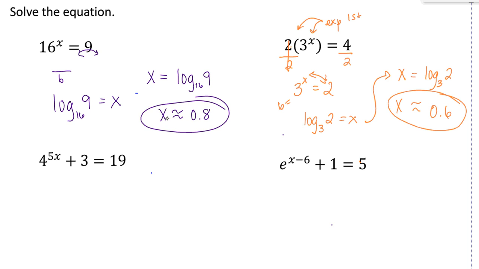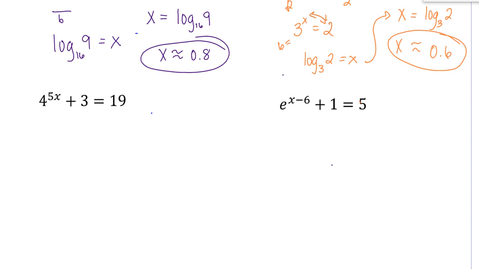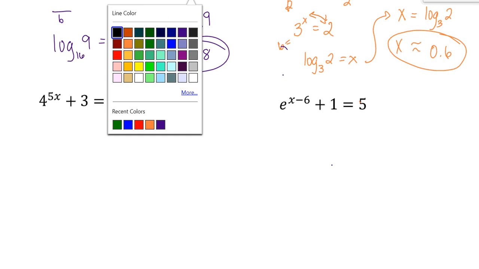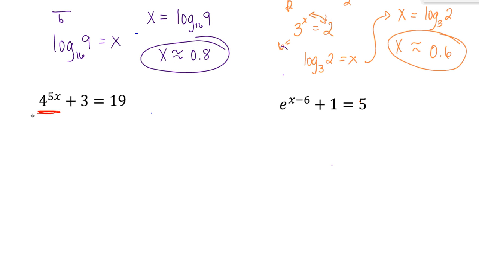All right, continuing on. This next problem, again, we've got to get the exponent by itself. This guy right here is the exponent. In order to get it by itself, we have to get rid of that 3. So I'm going to subtract the 3 from both sides. That gives us 4 to the 5x power equals 16. Now you cannot divide by 4. Dividing by 4 will not take that x out of the power. You've got to switch it to logs.